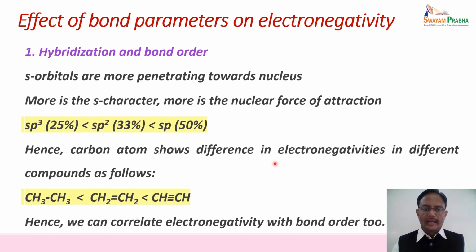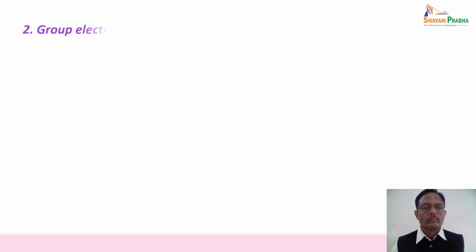So we can correlate electronegativity with bond order also. We can see that in case of a single bond, the electronegativity will be lower. In case of a triple bond, it will be highest.